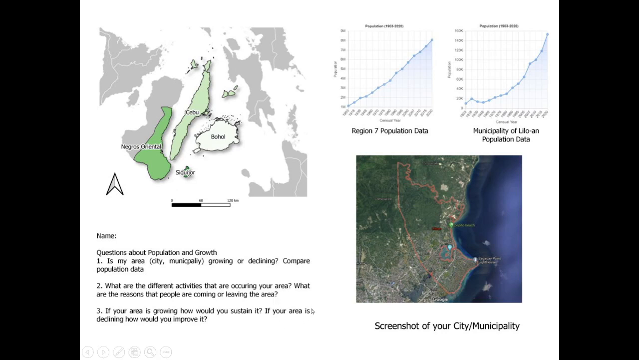And of course, there are no right or wrong answers. I'd like to know how you interpret the population growth or decline of your area. And you use QGIS to show your map over here. And then in the next few activities, we'll show other ways to represent population growth in QGIS.